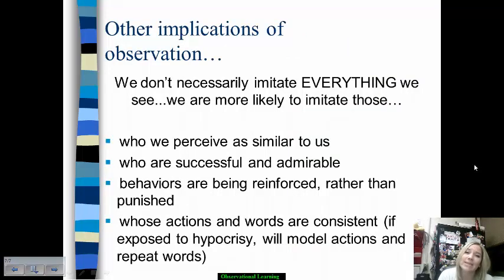But at the end of the day, it is important to note, we don't necessarily imitate everything we see. We do have this ability to rationalize and to look at things logically, but we are more likely to imitate certain scenarios or certain people than others. If we perceive someone to be similar to us, we will mimic or act on behaviors that those people act on themselves. Okay, so we'll model their behavior. We're also more likely to mimic those who we perceive as being admirable or successful.